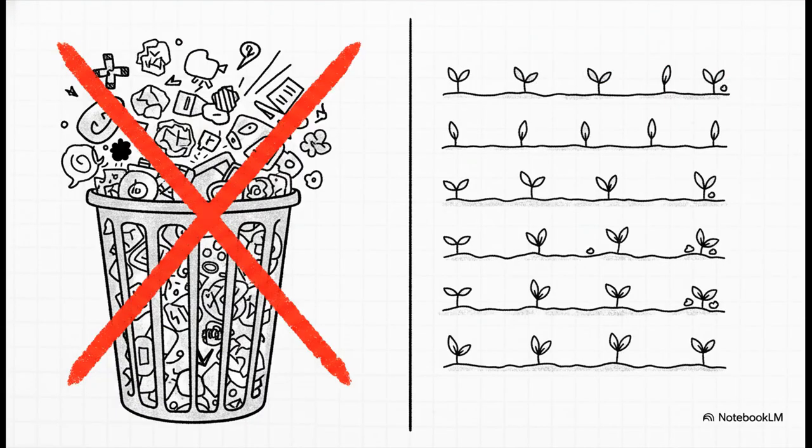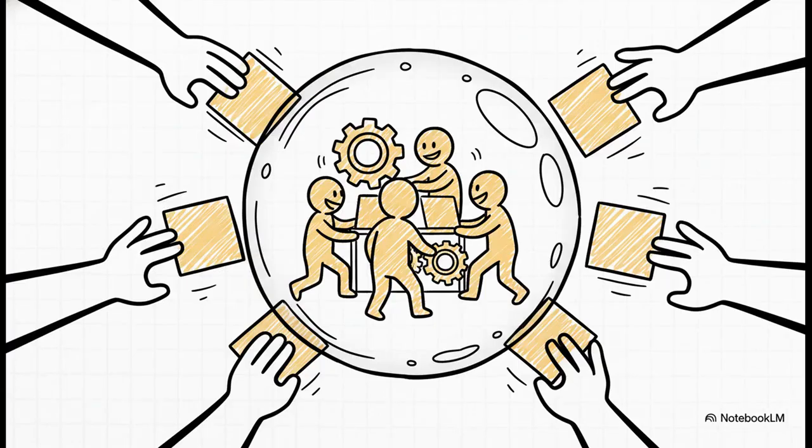First, that big product backlog. The biggest mistake is treating it like a junkyard for every single idea anyone has ever had. A great backlog isn't a wish list. It's a curated, ordered roadmap. If something's just sitting there collecting dust with no clear path to value, all it's doing is creating noise and confusion.